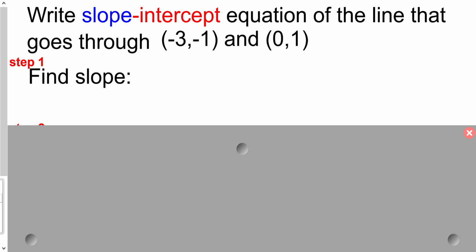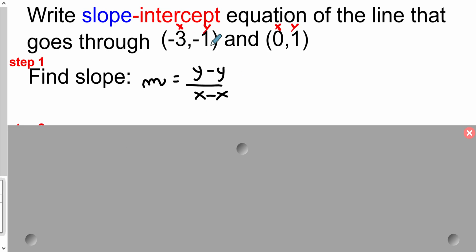Hey guys, let's take a look at how to find the slope-intercept equation of a line that goes through 2 points. No graph is given. They just give us the ordered pairs there. So hopefully you remember that this is the formula that we use: m equals (y minus y) over (x minus x). m is just an abbreviation for slope.